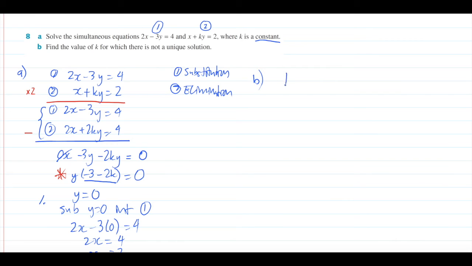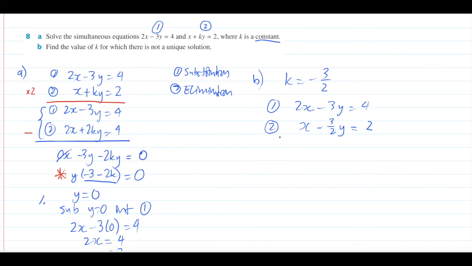So let's think about that again. When k equals negative 3 on 2, what happens to my two equations right here? Well, equation number 1 is 2x minus 3y equals 4. Equation number 2 is x plus ky right here, but then that k becomes negative 3 on 2 y, and the right hand side is equal to 2. So that's equation number 2.